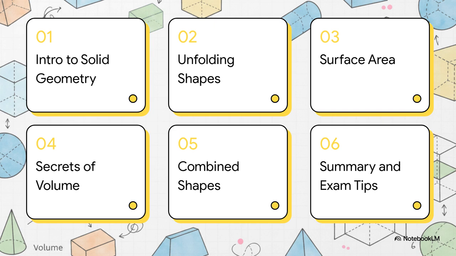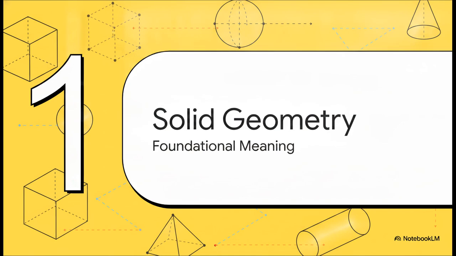Okay, so here's our roadmap for this session. First, intro to solid geometry. 2, unfolding shapes with nets. 3, calculating surface area. 4, the secrets of volume. 5, solving combined shapes. And finally, 6, summary and exam tips. Right, let's kick things off with Section 1, Intro to Solid Geometry.